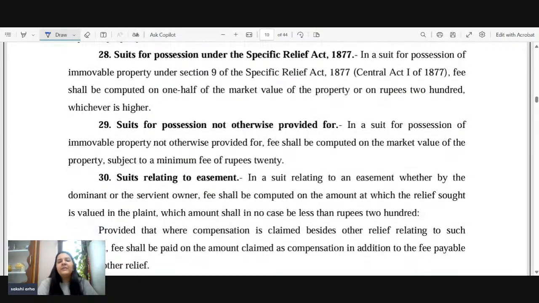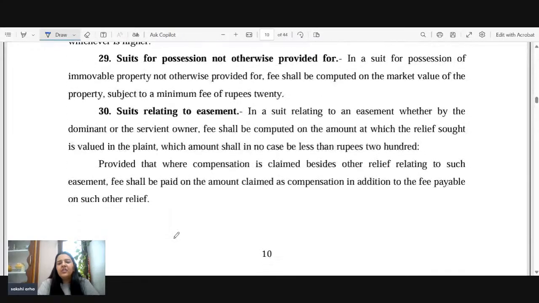Then 28, suit for possession under SRA. If you want a suit for possession under SRA under Section 9, okay, it's not 9, it's 6. Please make it 6. In a suit for possession of immovable property under Section 6 of SRA, fee shall be computed on 1/2 of the market value of the property, or ₹200, whichever is higher. Suit for possession not otherwise provided. Any suit for possession of immovable property for which it is not otherwise provided, where its value is not provided anywhere. In that case, the market value of the property, minimum ₹20.